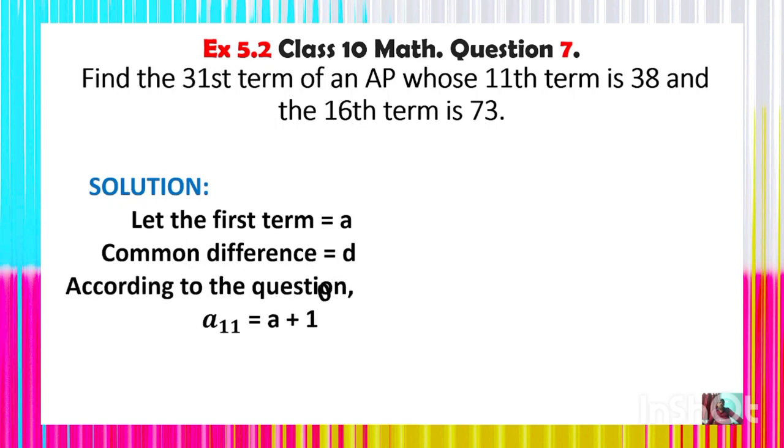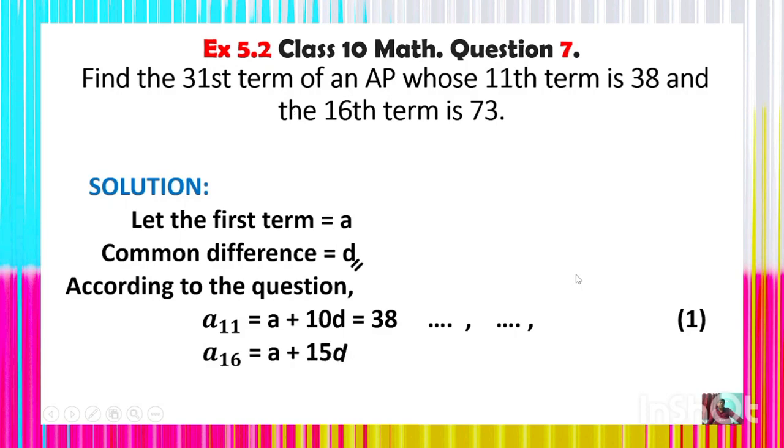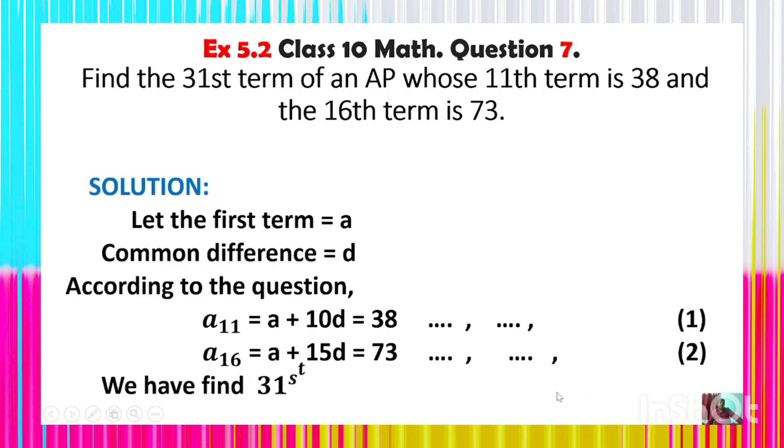It means A11 is equal to A plus 10D, which is 38. Equation number 1. Similarly, the 16th term of the AP, which is A16, is equal to A plus 15D, which is 73. Understand? So you get two equations, and you have to find out the 31st term of the given AP.